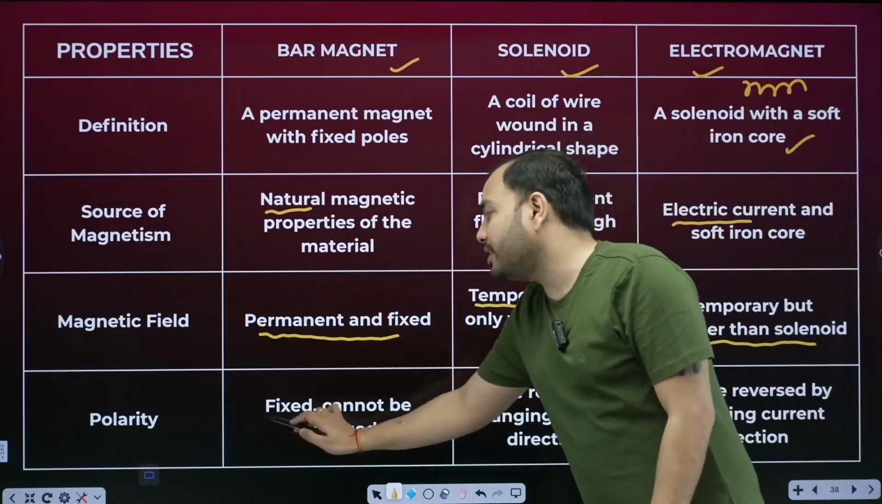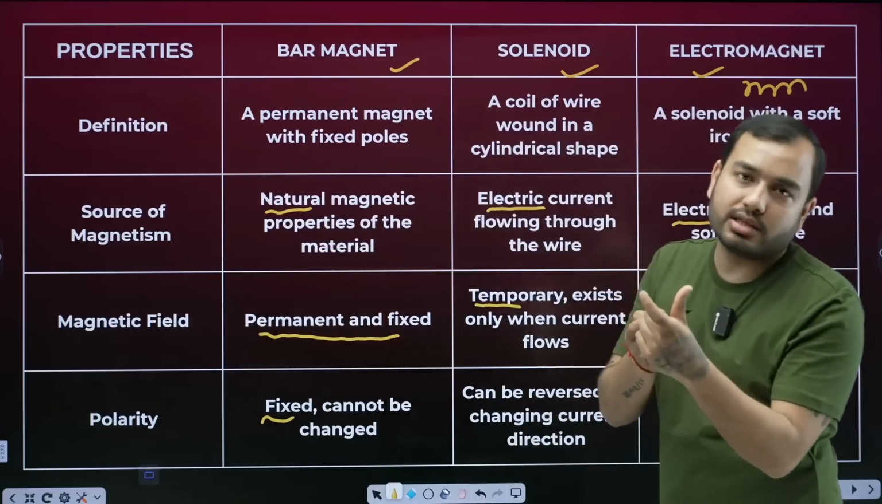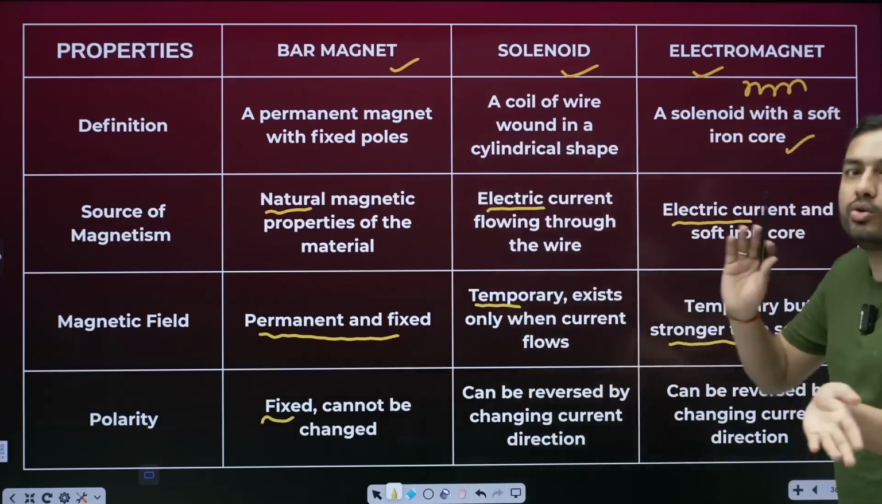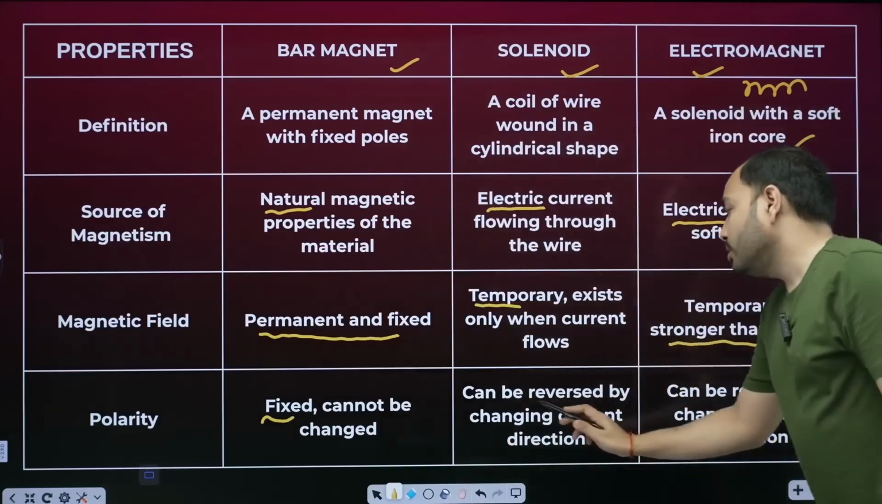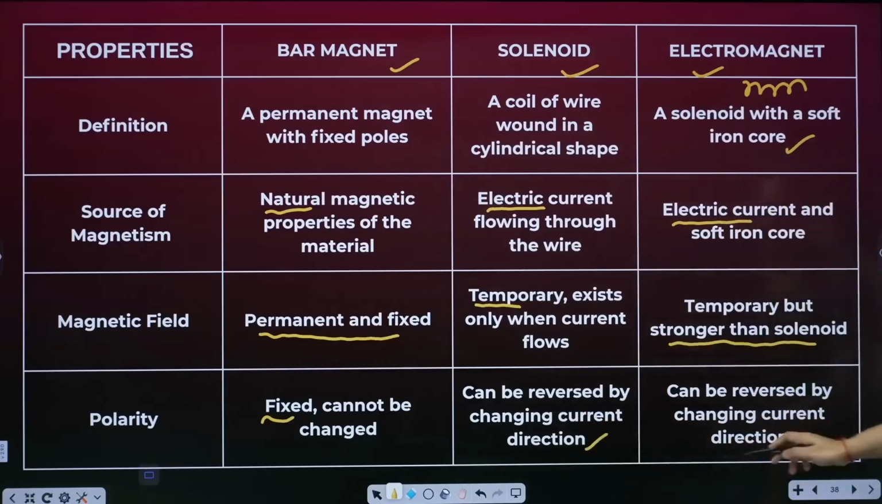If we talk about polarity, what is the bar magnet's polarity? It is fixed. North will remain north, south will remain south. For the solenoid and the electromagnet, you can change the polarity; it can be reversed by changing the direction of current.